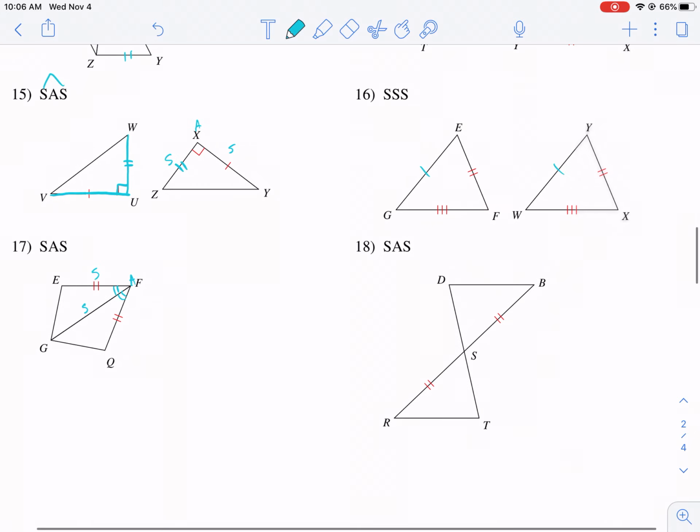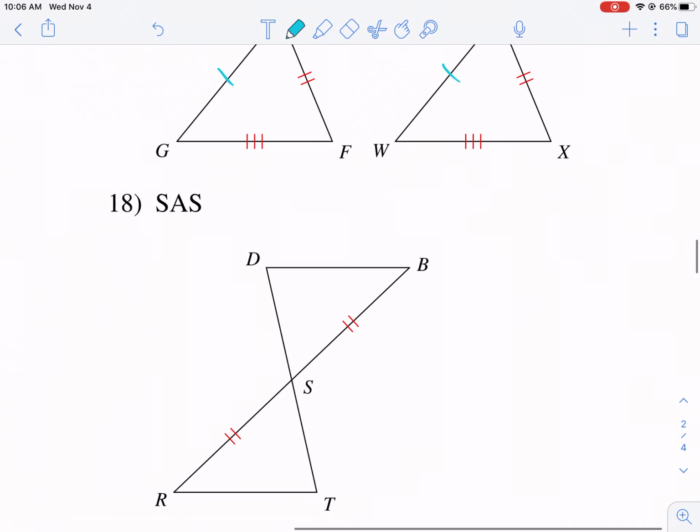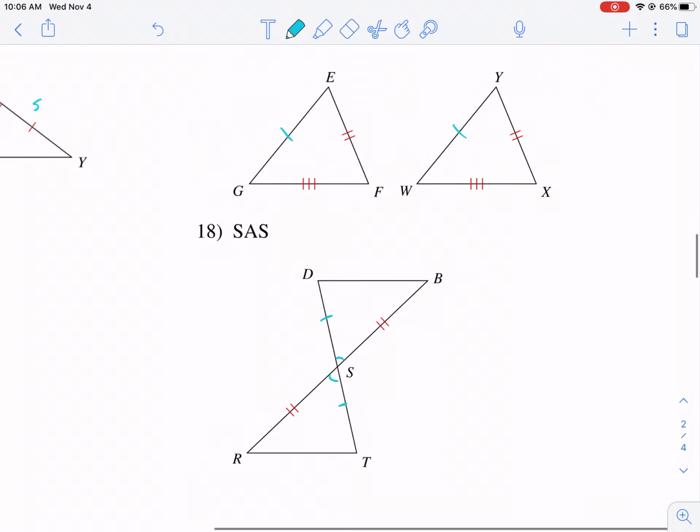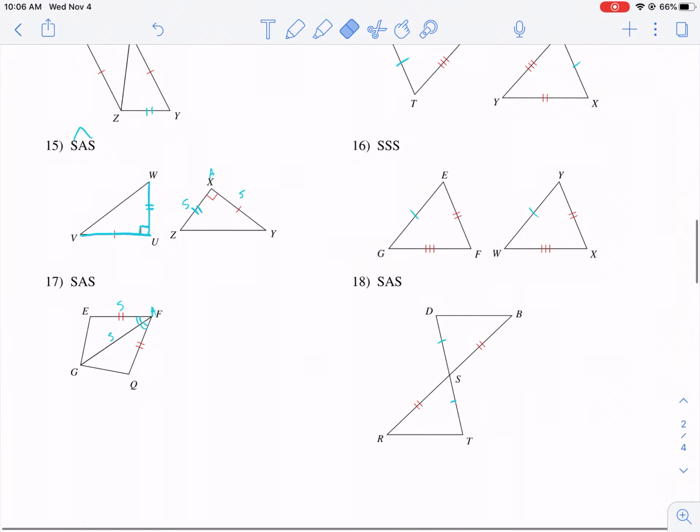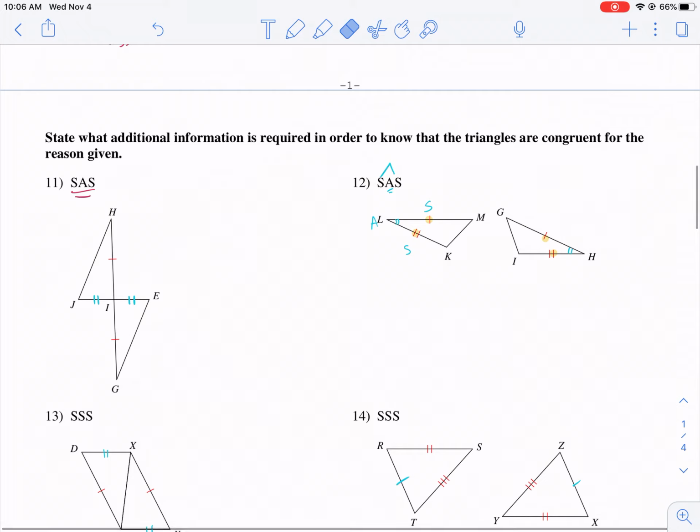And the same thing with the other triangle. And then we have side, angle, side here because we have vertical angles. And then we just need one more here. So then we're done with that one. I think you also have to label the triangles that are congruent. Okay, state what additional information is required to know the triangles are congruent for the reason given.